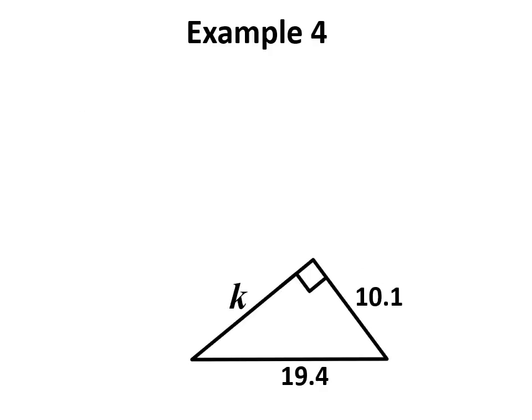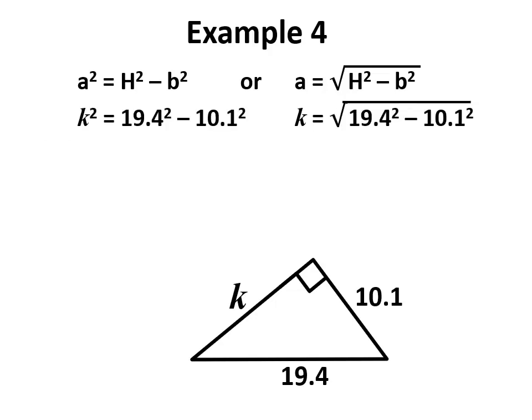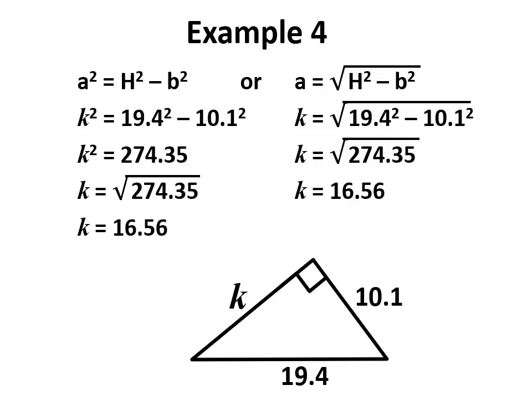Same process one more time then. We want k. We identify that the 19.4 is the long side, the hypotenuse opposite the 90 degrees. Therefore, we have to use the rewritten version of Pythagoras theorem. Stick in the numbers, and we get our answer.